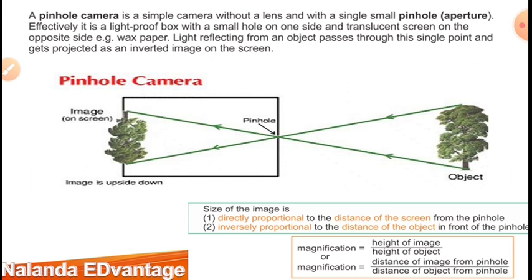So, this is the application of rectilinear propagation of light, where you can see an object through your pinhole camera. Do try it at home. This is very simple to make.